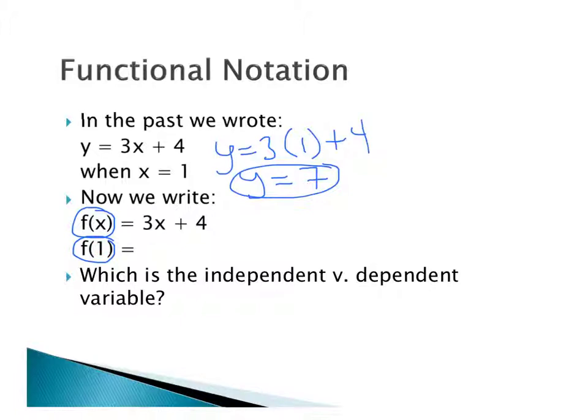So we do it the same way. 3 times 1 plus 4. We plug that 1 in wherever we see an x. Sometimes you'll see a couple x's, sometimes you'll see one x. So we still get 7.